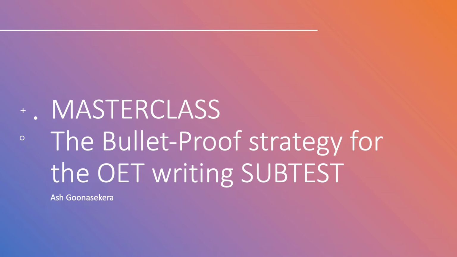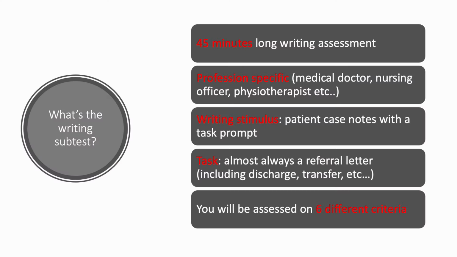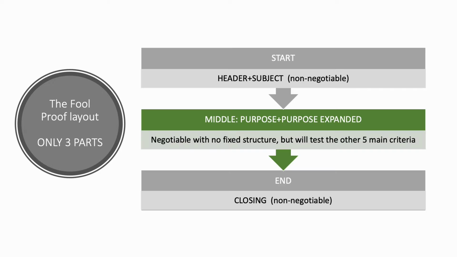This presentation is on the bulletproof strategy that I have developed for the OET writing subtest. So this slide here is an overview of the writing subtest, which was given in my previous presentation, the introduction to OET. This writing subtest, as you know, is a 5-minute writing assessment, profession specific, comes with a writing stimulus and gives you a task. And it's assessed on 6 different criteria.